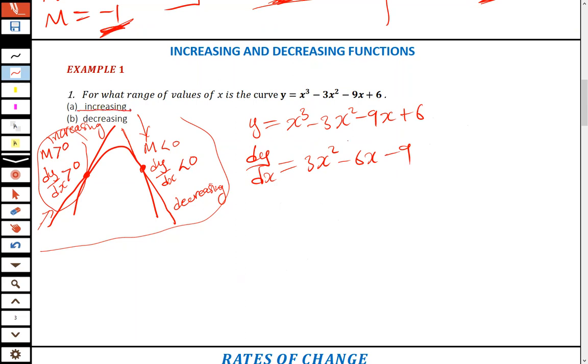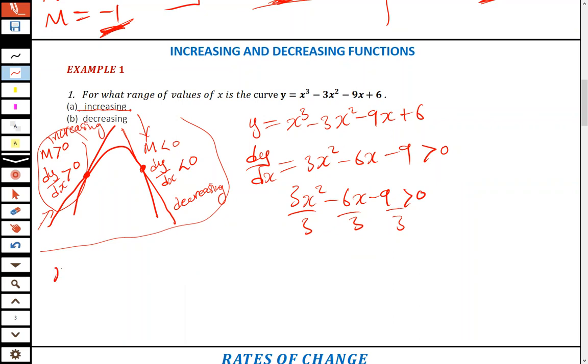So if this function is increasing, what you simply do is take this greater than 0 symbol and put it on this side since it's increasing. So you just say this should be greater than 0. So we're going to have 3x squared minus 6x minus 9 is greater than 0. So you divide by 3, divide by 3, divide by 3 to get the values of x. So let us simplify this.